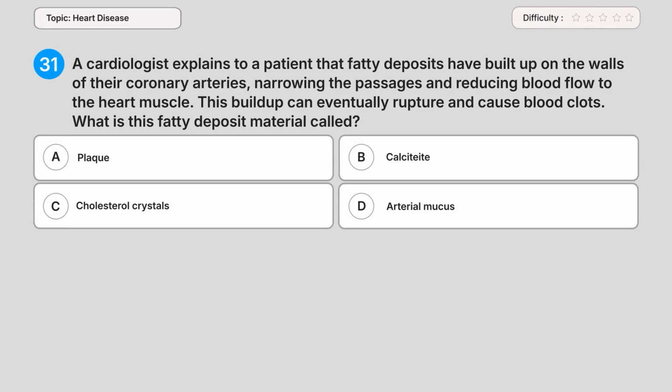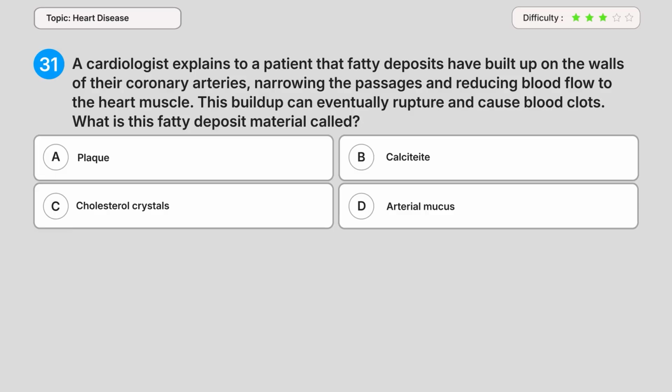31. A cardiologist explains to a patient that fatty deposits have built up on the walls of their coronary arteries, narrowing the passages and reducing blood flow to the heart muscle. This buildup can eventually rupture and cause blood clots. What is this fatty deposit material called?